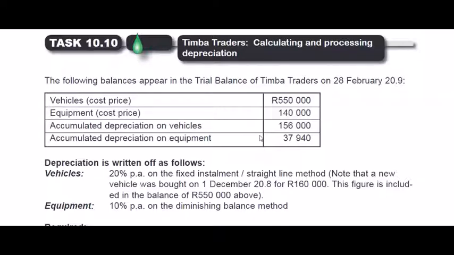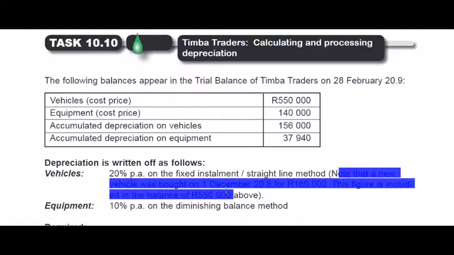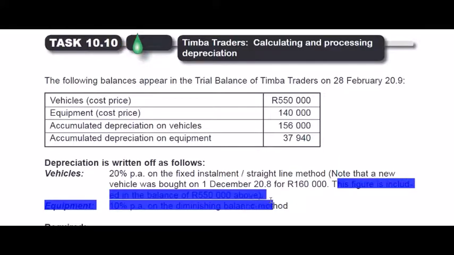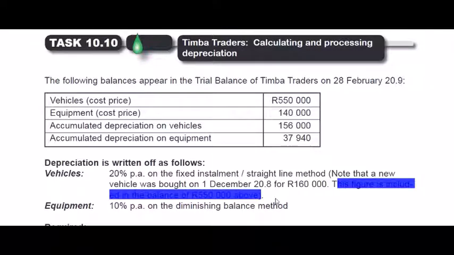Then it says depreciation is written off as follows: 20% per annum on the fixed installment or straight line method. And then there's something that I want you to highlight. It says, note that a new vehicle was bought on 1 December 2008 for 160,000 Rand. This figure is included in the balance of 550,000 Rand above.